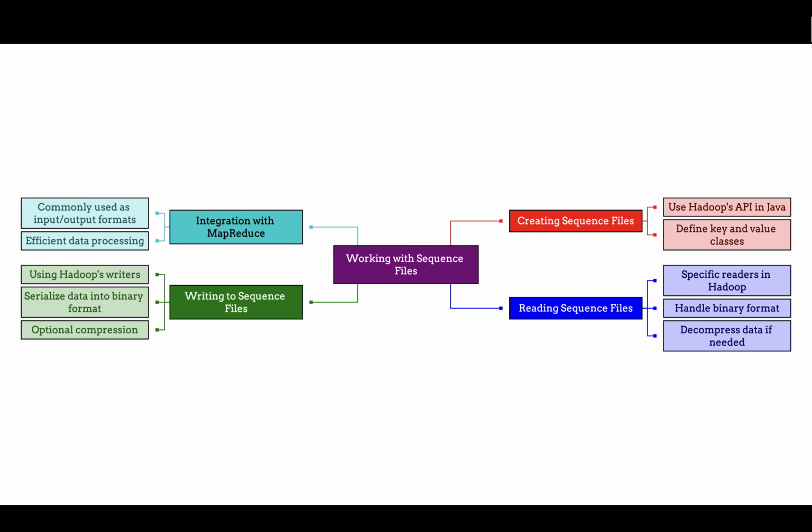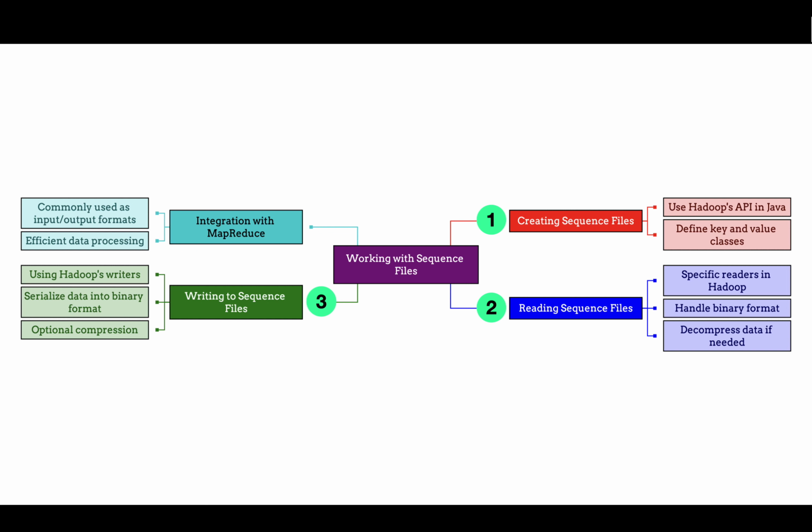Working with sequence files. 1. Creating sequence files. Sequence files can be created using Hadoop's API in languages like Java. The developer needs to define key and value classes. 2. Reading sequence files. Reading from sequence files involves using specific readers provided by Hadoop, which can handle the binary format and decompress the data if necessary.